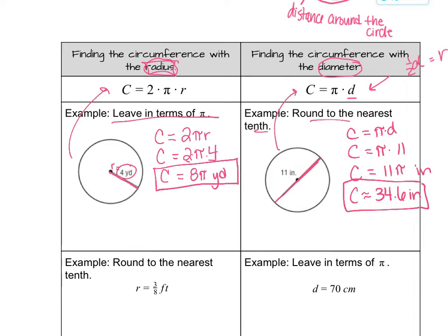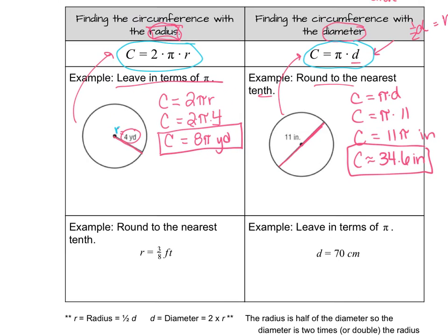Okay, so hopefully you see the difference, and again, this is really important. I hope I'm making it clear enough that you have to look at the question first, see what you're given. If you're given the radius, always use this formula. If you're given the diameter, then use this formula, which essentially are the same thing. All right, let's try these other 2 examples.